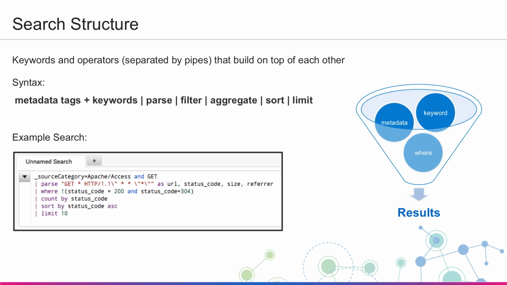This is your search scope. It's a combination of metadata tags and keywords. And then from there, you build on the query by adding parse statements, basically extracting fields and making sense out of your log data, applying filters on the fields that you just extracted, and perhaps also doing some counting and summing, using our aggregate operators. You can also sort and limit your data, so you're seeing the top 10 or top 20 results. This is an example search below. Many of you on the call are intermediate and advanced users, so I'm sure this isn't your first rodeo.